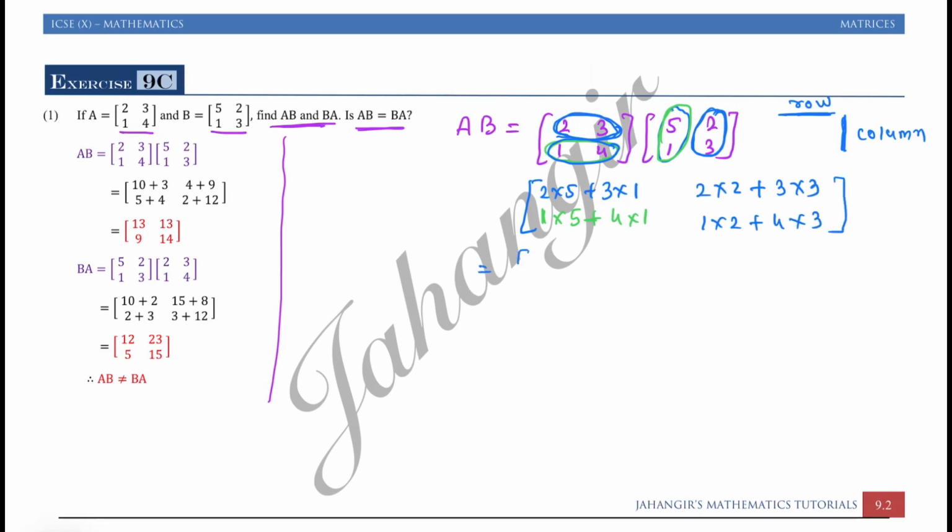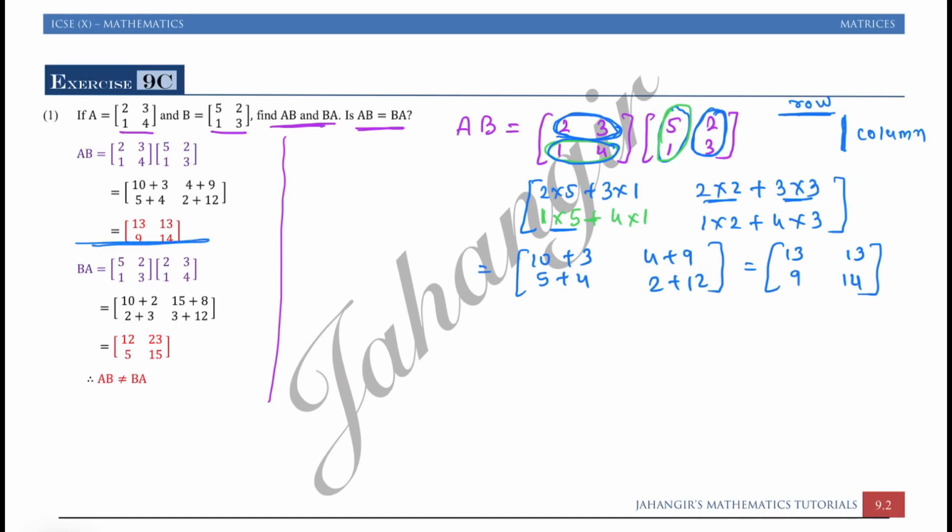So now we have to add. So 5 2s are 10 plus 3, 5 1s are 5 plus 4, 2 2s are 4 plus 9, 2 1s are 2 plus 12. So that is 13, 9, 4 plus 9 is again 13, and 12 plus 2 is 14. In this way you can multiply. Okay, so it's given over here.